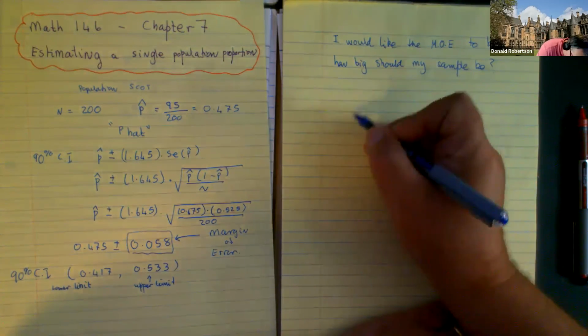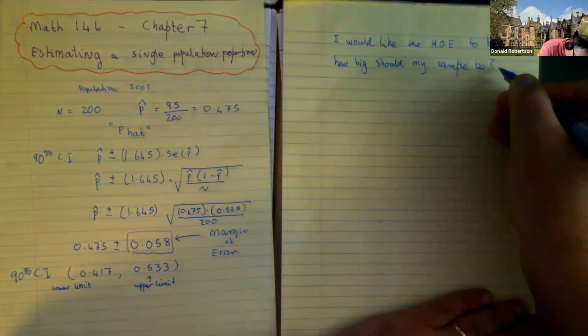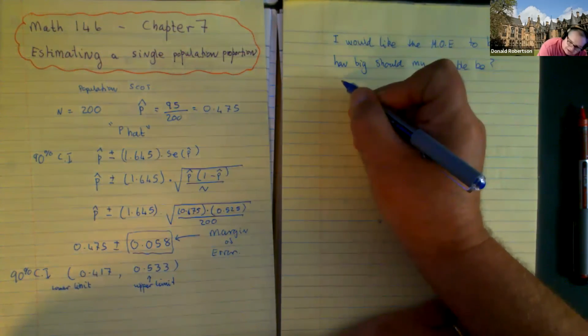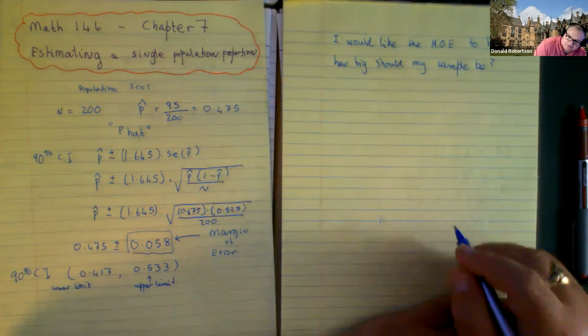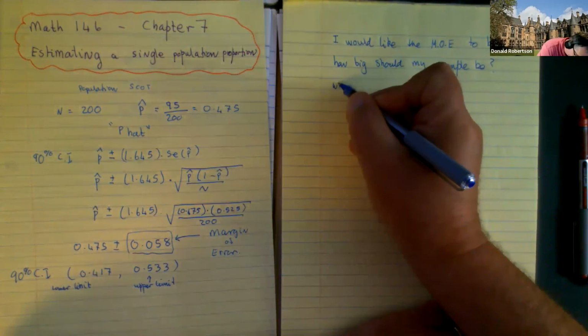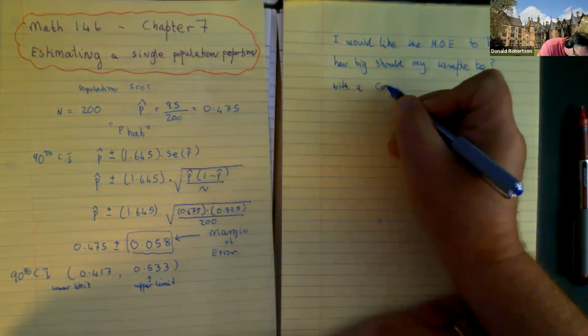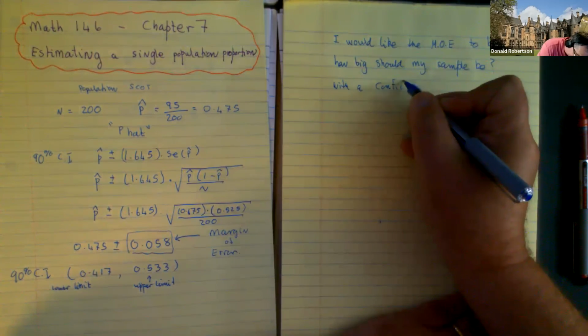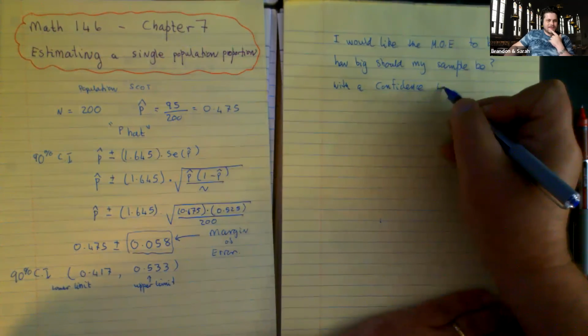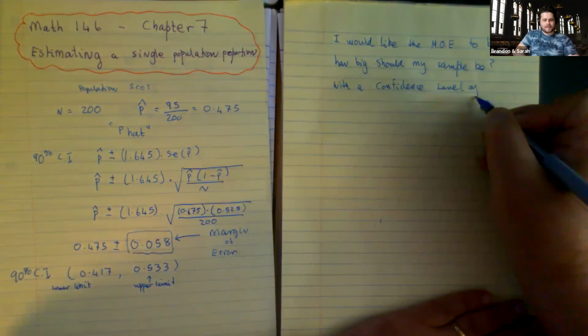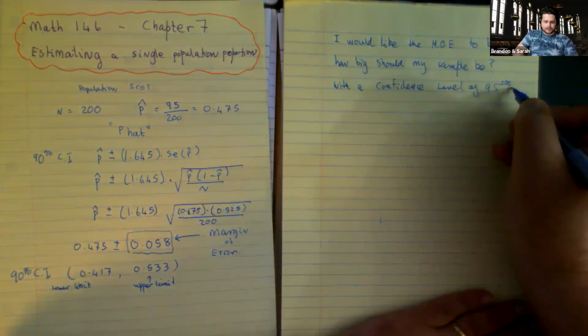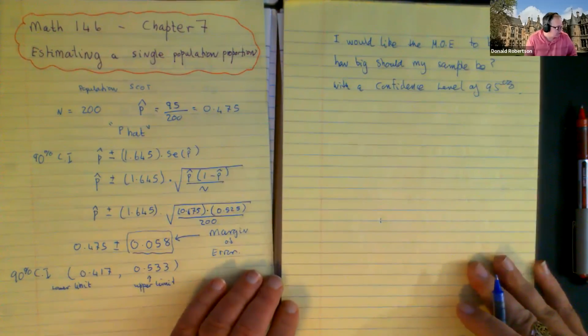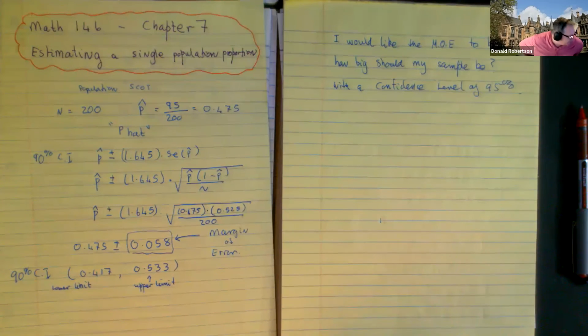Oh, I need to tell you a certain level. So which one do you want? 90, 95, or 99? Let's do 95. So I would like it to be 95.